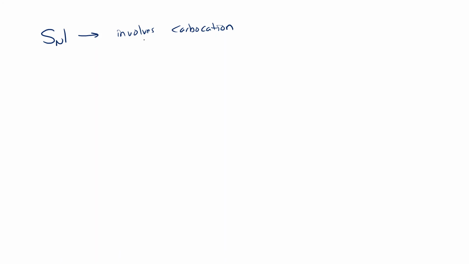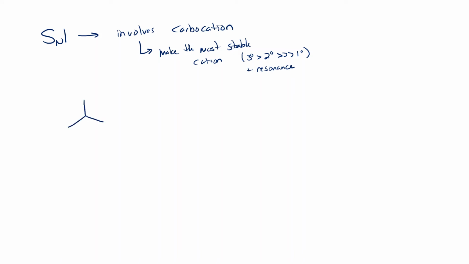Now remember, whenever we're making a carbocation, we want to make the most stable cation we can. And we remember the rules, right? Tertiary is more stable than secondary, which is much, much more stable than primary, which doesn't really exist. And we can also consider resonance when talking about stabilizing carbocations. So let's do a simple one. Let's do 2-bromo-2-methylbutane, or 2-bromo-2-methylpropane this time, plus, we'll just use methanol in this case.